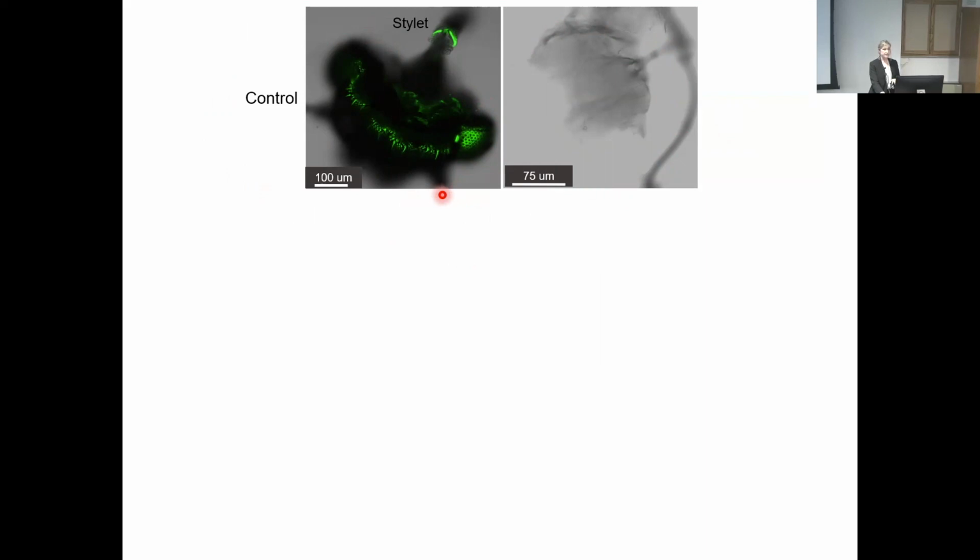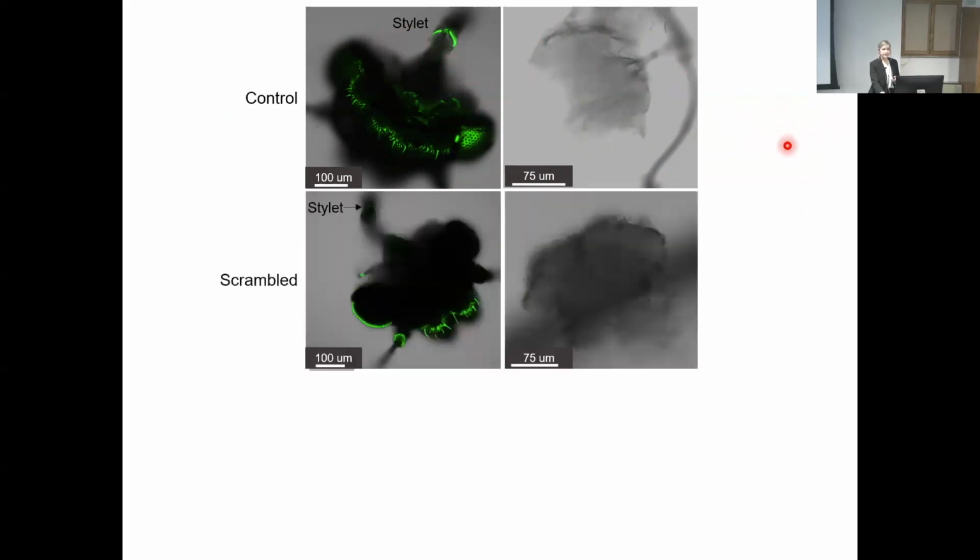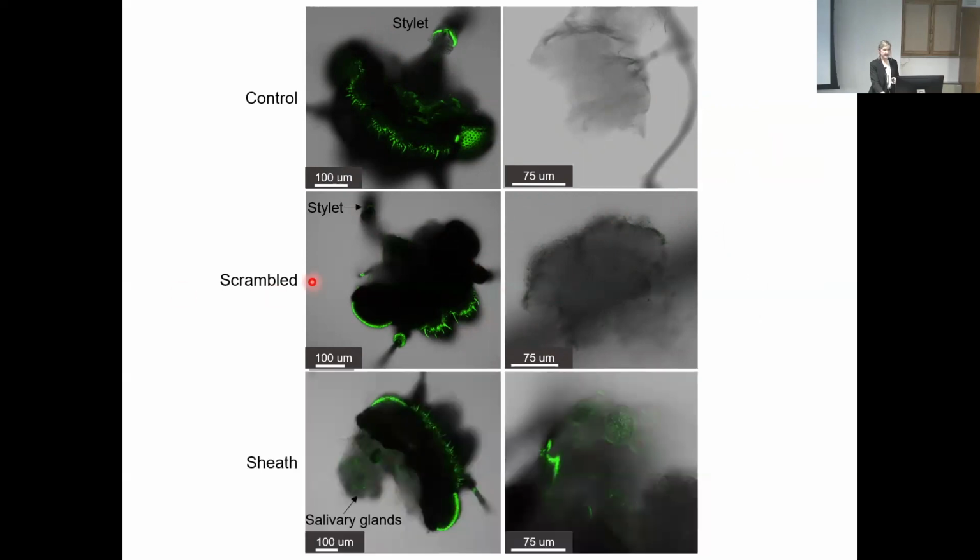But you'll see that we see virtually no fluorescence in the salivary glands of this insect, and we don't see any fluorescence in what's left of the salivary tissue. When I deliver the scrambled diet, we see similarly, essentially no fluorescence in the salivary glands or in the stylet. When I deliver the sheath aptamer, I actually see that the aptamer localizes to the salivary glands of the insect.